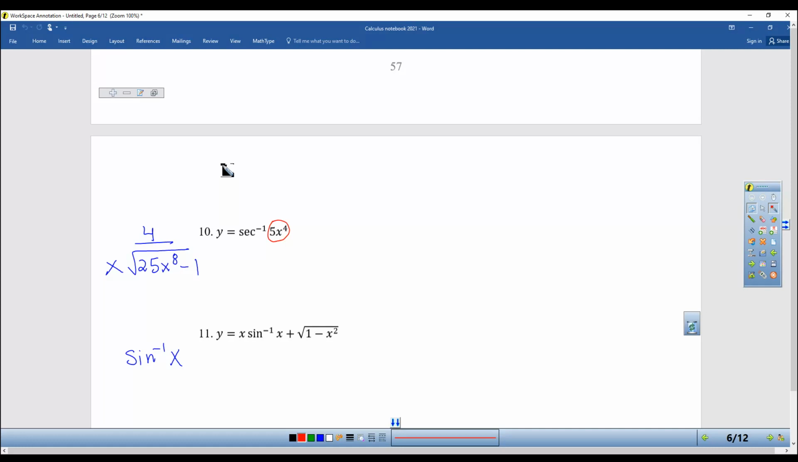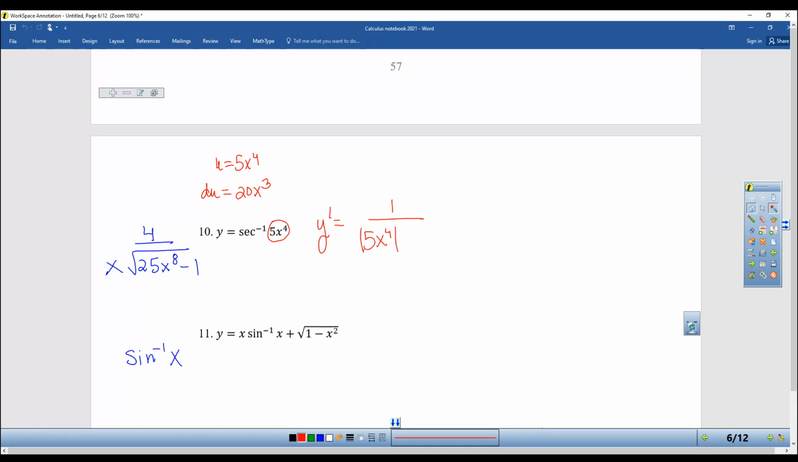Again, I think it's really helpful to identify u before you start. 5x to the 4th. And then du is 20x to the 3rd. The derivative for inverse secant is, can you hear me looking? I always have to look. I don't have them memorized. Sorry, I don't have to take the AP Calculus exam, so I don't have to memorize them. Isn't that awful? All right, it is 5x to the 4th.